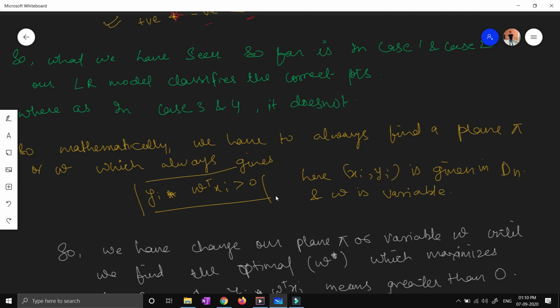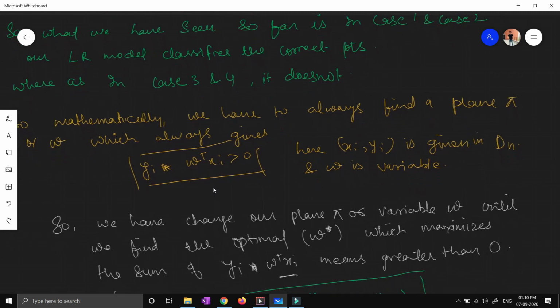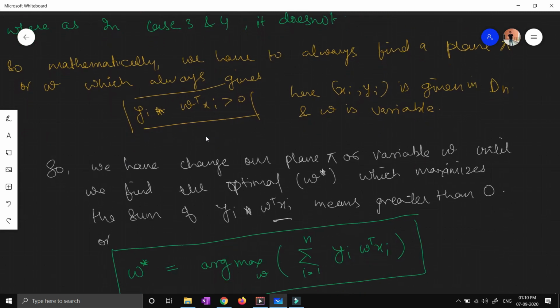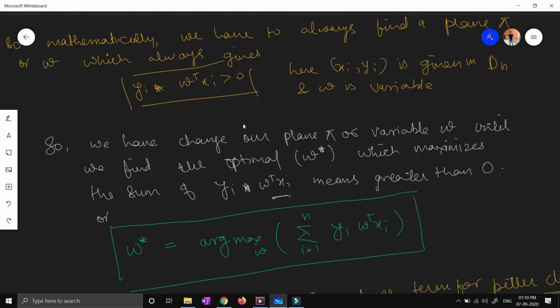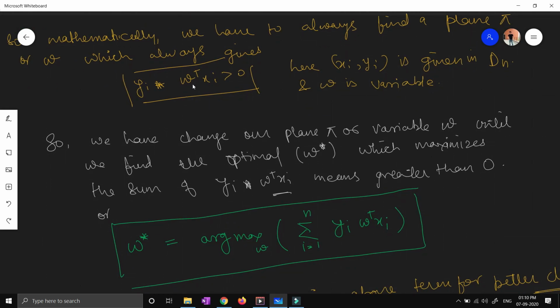Here b is 0 because my line is passing through the origin, as we have assumed. So we have to find w. w is a variable, and until we find a suitable and optimal value of w, we won't stop. We have to find the correct value of w such that this particular term becomes greater than 0. That's it. So we have to change our plane, or the variable w, until we find the optimal w star.